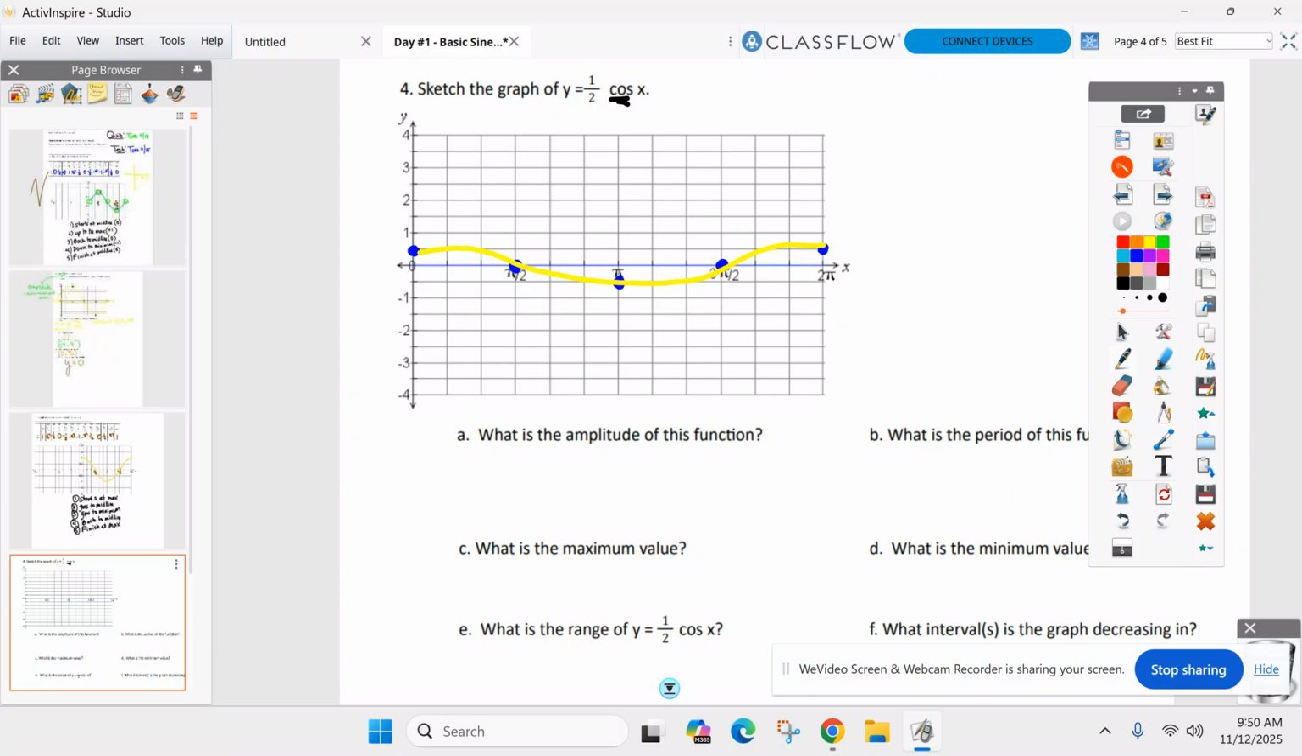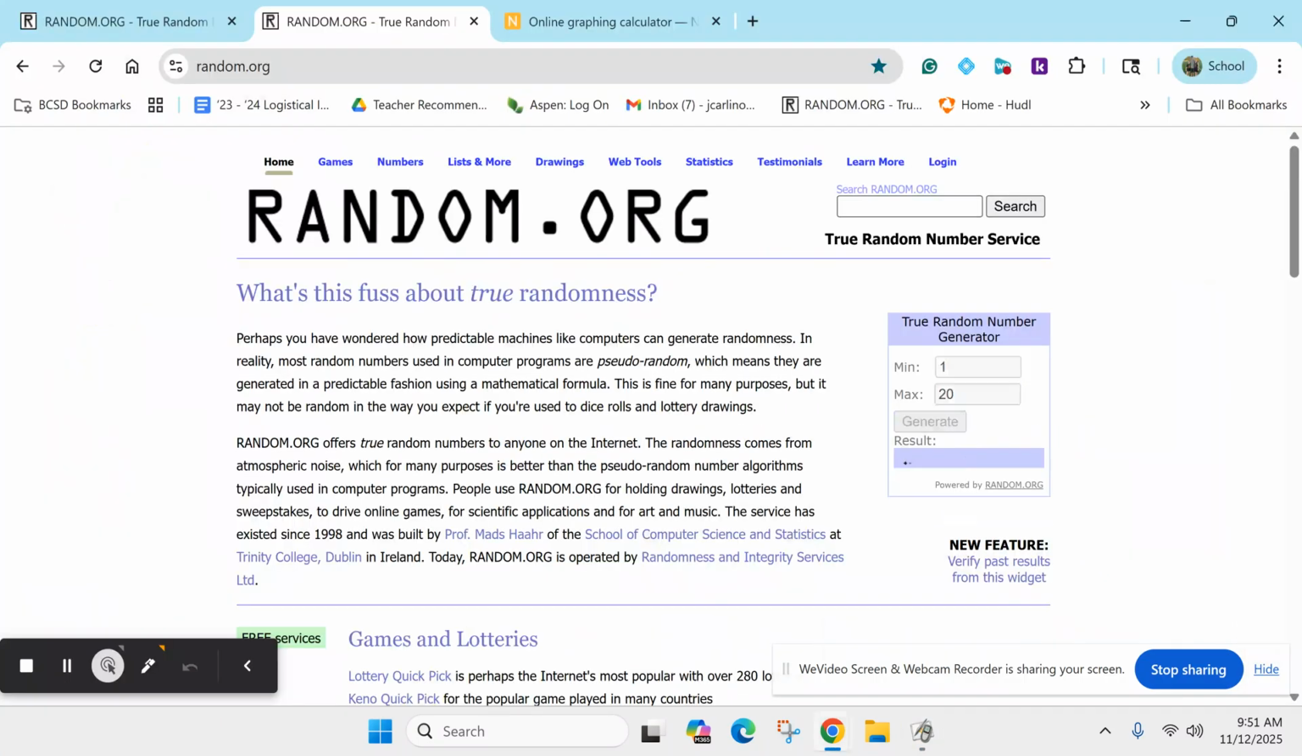All right, next up, let's answer some of these questions here, and then I'm going to throw a real crazy one at you. Amplitude. Amplitude, that is the number out in front. The new max and the min there, the amplitude. What is that number out in front of the equation there, Tyler?